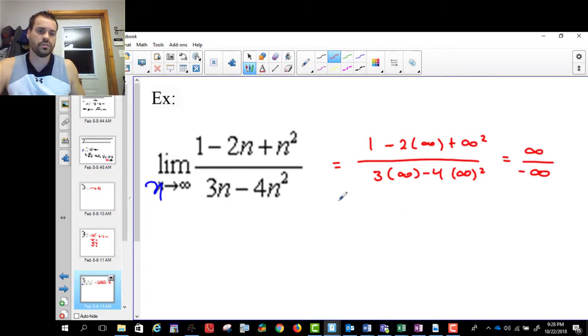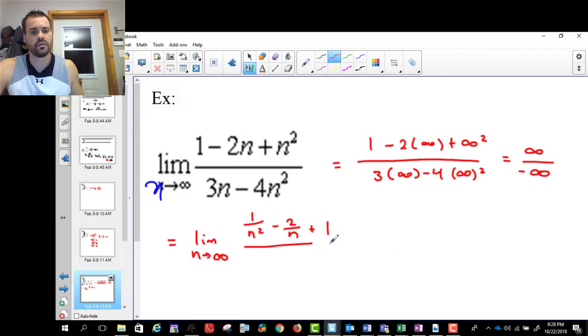So what we're going to do is divide by the highest power of x, or in this case, n. So I'm going to take the limit as n approaches infinity, and instead of writing it all out, I'm just going to go, this is going to be 1 over n squared, this is going to be 2 over n, and this is going to be 1. On the bottom, this is going to be 3 over n and 4.